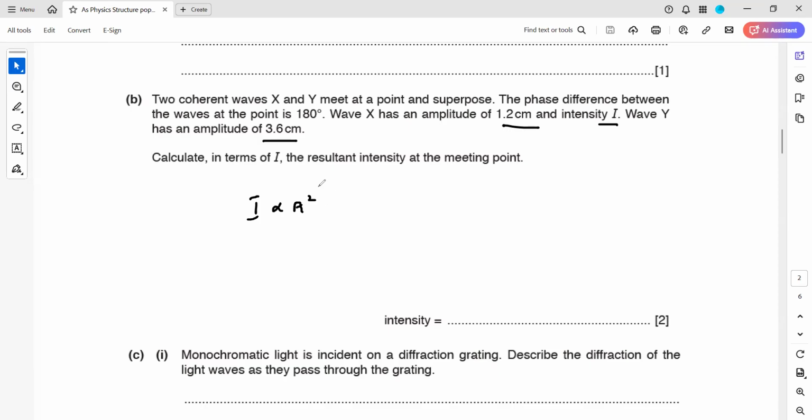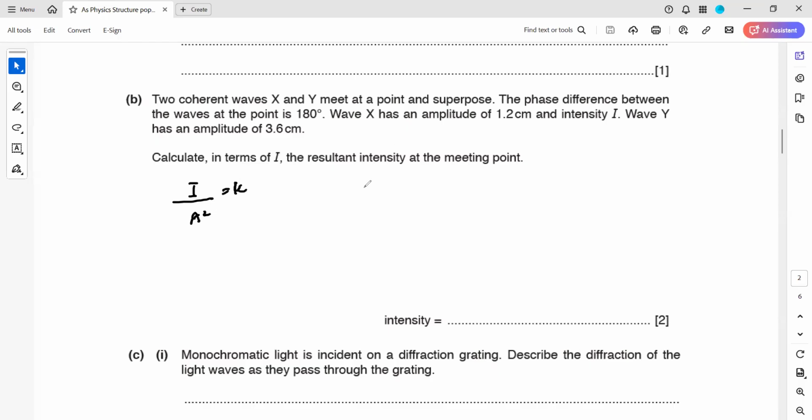When two quantities are directly proportional, their ratio is constant. Means we can also say that intensity divided by amplitude square will be K, constant. So in short, as we know, intensity is directly proportional to amplitude square, so intensity divided by amplitude square equals K, constant.